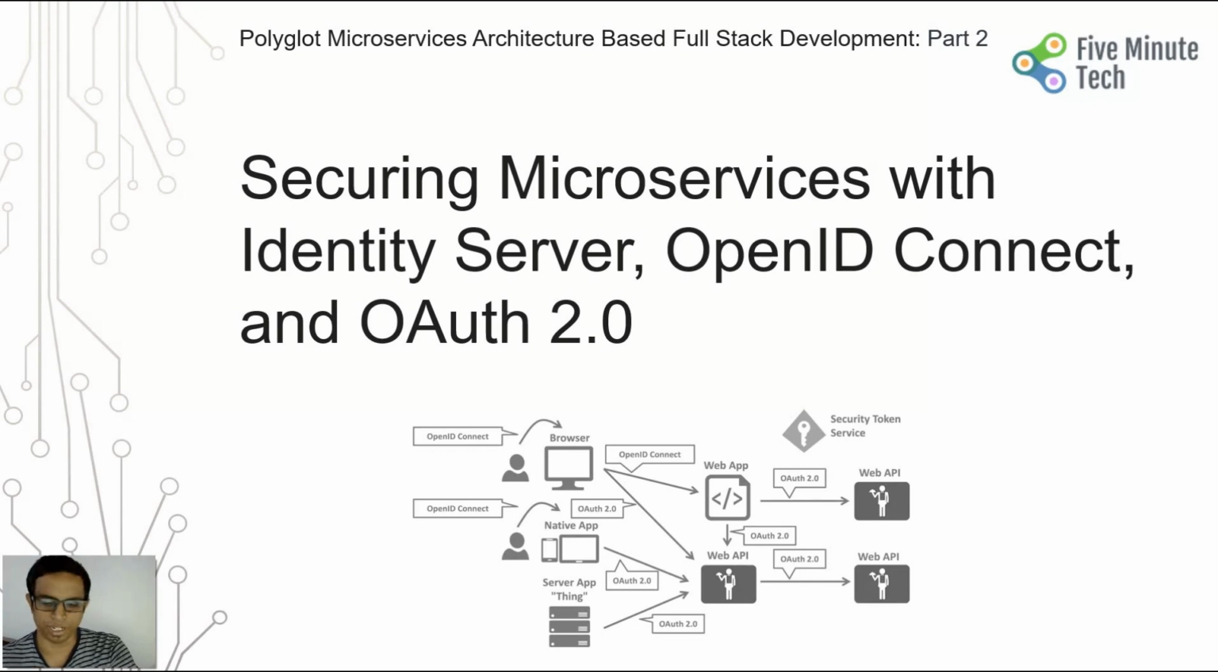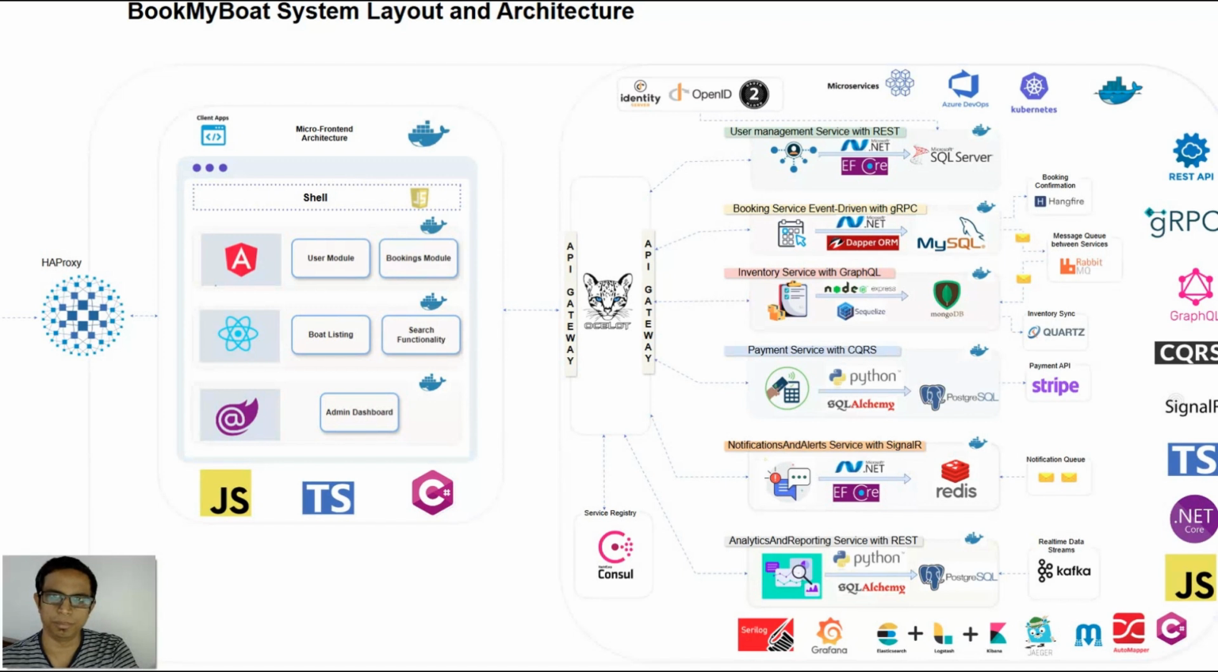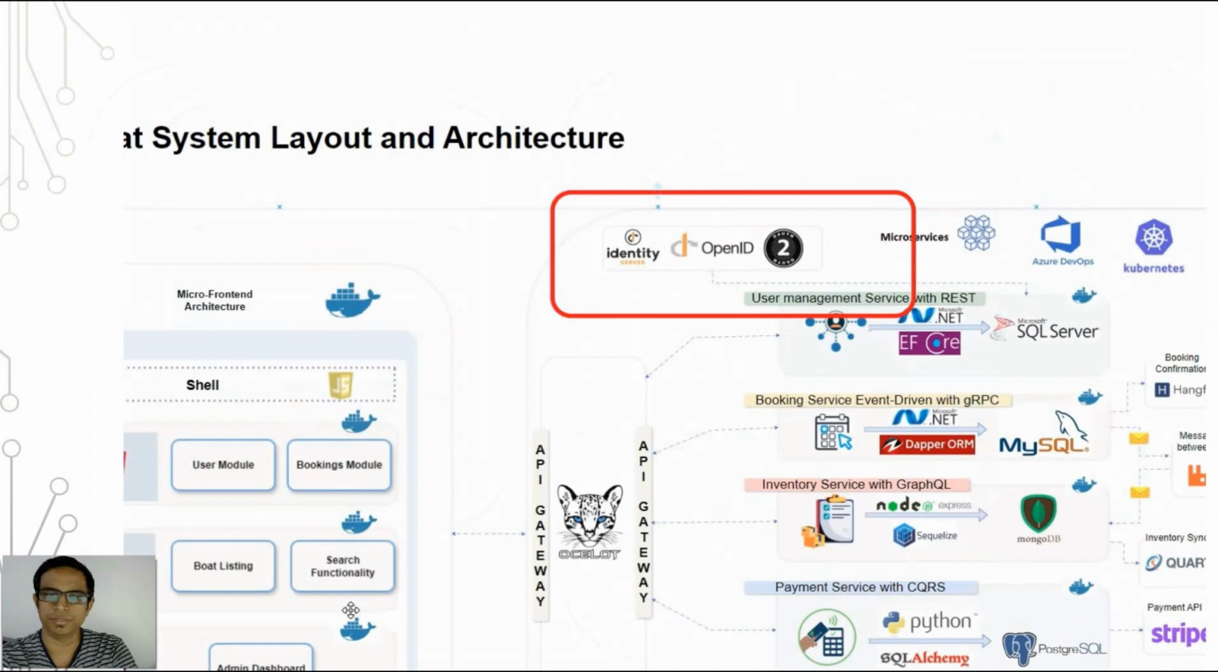So let's get started. We are building up on this, and we have the specific area which we'll be working on today, which is the identity server, OpenID and OAuth 2. This is the area in which we will be integrating the identity server, which will work on OpenID Connect, and OAuth 2 will develop our user management service around it.